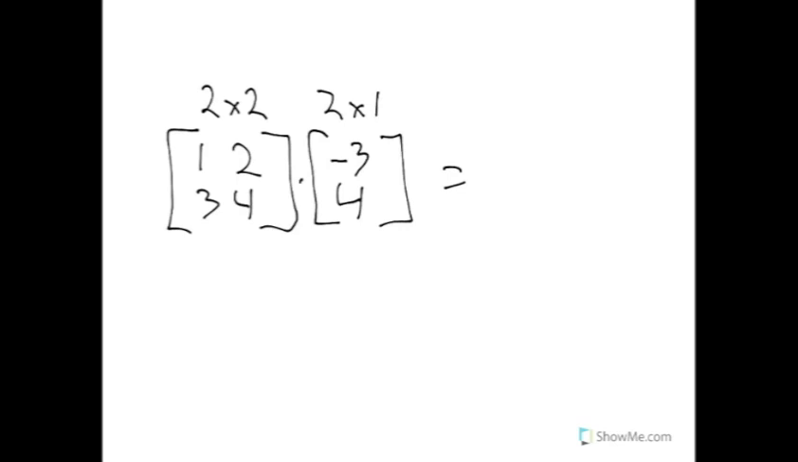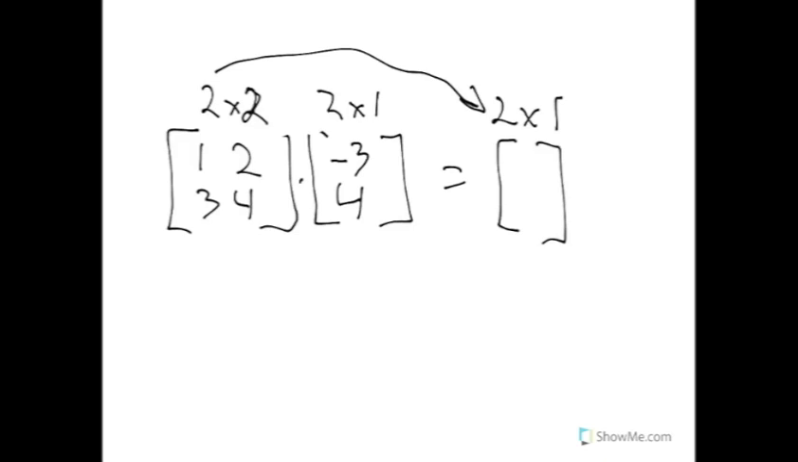So first thing that you need to know in terms of a rule of thumb for matrix multiplication is that the two inner values, the number of columns of the matrix on the left, has to match the number of rows of the matrix on the right. So these two numbers, 2 and 2, have to be the same. And then the resulting matrix is going to be the values of the outer values. So the number of rows of the matrix on the left will be the number of rows of the resulting matrix, and then the number of columns on the right will be the resulting matrix's number of columns.